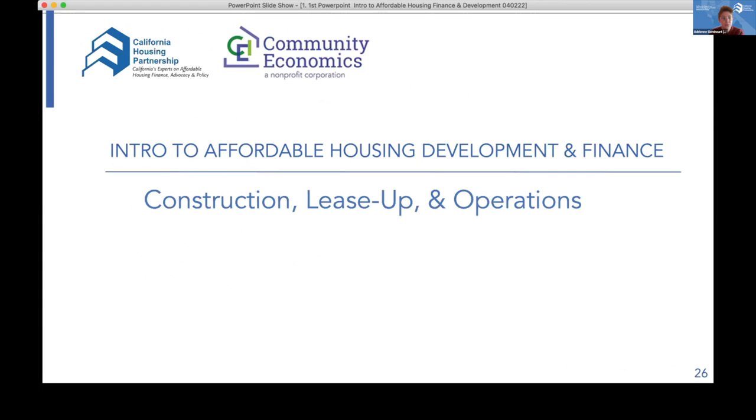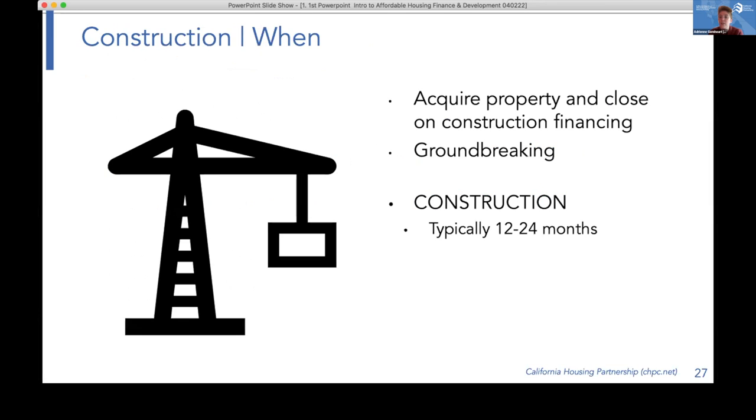So we'll briefly go through construction, lease up, and operations. As we talked about before, you've acquired your property, you have your project concept, and you're able to get funding, close on that construction financing, and break ground. And then you can start construction. As Michelle mentioned before, I've also never seen construction only last 12 months. It's usually much longer. Maybe my shortest project I've seen is about 16 months, and it can be longer than 2 years. So it is quite a long and involved process.